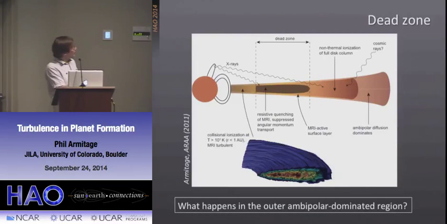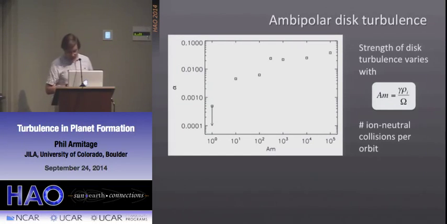So what we've been interested in particularly recently is to look at this outer part of the disk. What happens in this outer region where ambipolar diffusion takes over from ohmic diffusion as one of the dominant non-ideal terms? The Hall effect is actually also still important on those scales. So the first thing we can do is to consider, in just an idealized model way, how does ambipolar diffusion affect the strength of turbulence in this kind of environment.